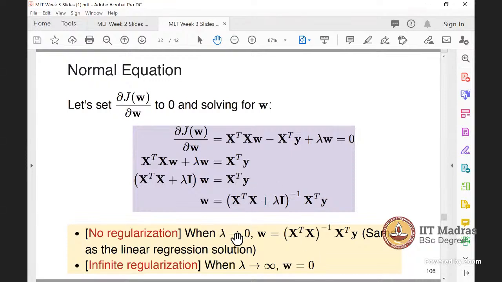In other words, if there is no regularization, there is no penalty basically, so we get the same expression. If there is a huge amount of penalty, that means we are suppressing our weight vector too much. It doesn't have any wiggle room, and therefore we are going to get a weight vector which is close to 0.